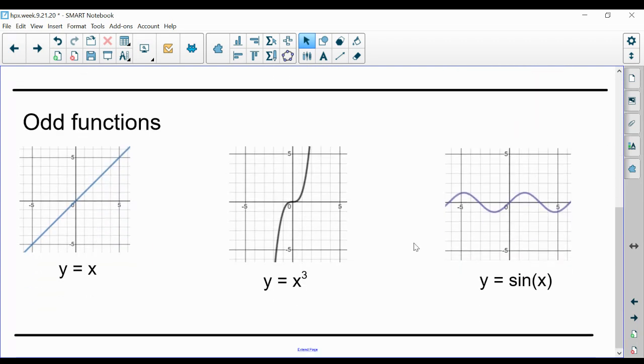Extremely common odd functions are y equals x, just the linear function. Notice you've got (5, 5) on the graph, so is (-5, -5). Y equals x cubed is also a famous odd function, and also sine of x.